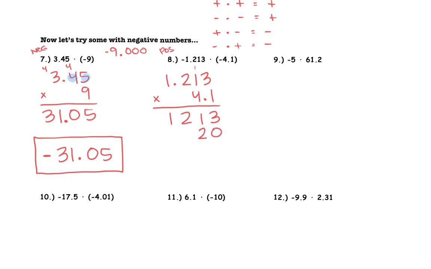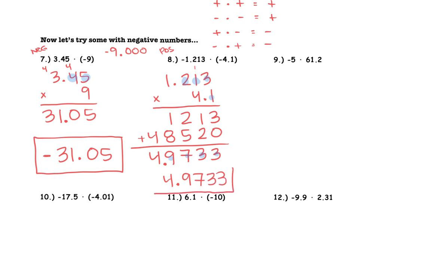I'm going to move over to the tens place. That's 12, carry the 1. That's 5, 8, and 4. Then I'm going to add these up. And I am looking to see, let's see, there's 1, 2, 3, 4 digits behind in my problem. So I need 1, 2, 3, 4 digits behind in my answer. So my final answer here is 4.9733. And since it's a negative times a negative, my answer is going to be positive.